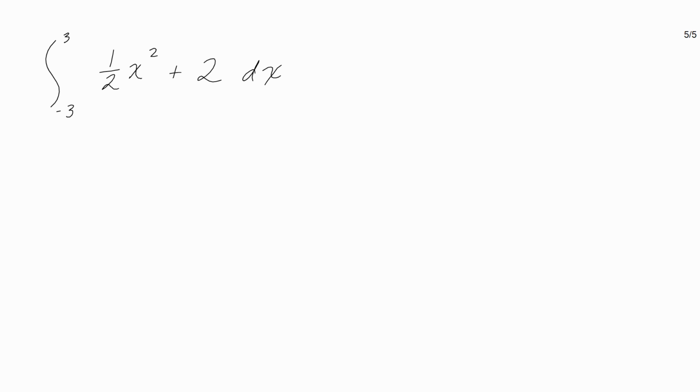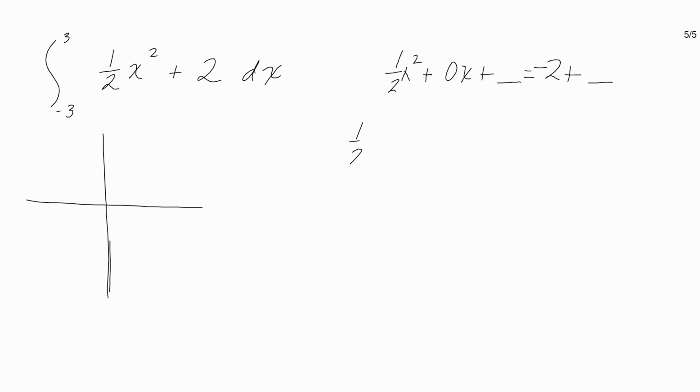I'm not trying to insult anybody's intelligence, but you've got a parabola that is half, that means it's wider, and you've got a vertical shift of what? 2, so that means that the vertex is going to be, let's just draw it out. You'll need 1 half x squared plus 0x plus 1 is equal to 2 plus 1 plus a negative. And you factor out a 1 half, so that's going to be x squared plus 0x plus 1 equals negative 2 plus 1 half blank.